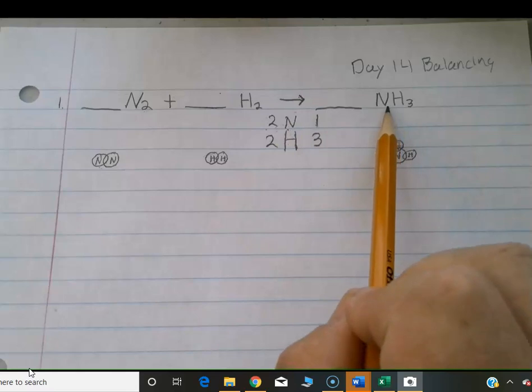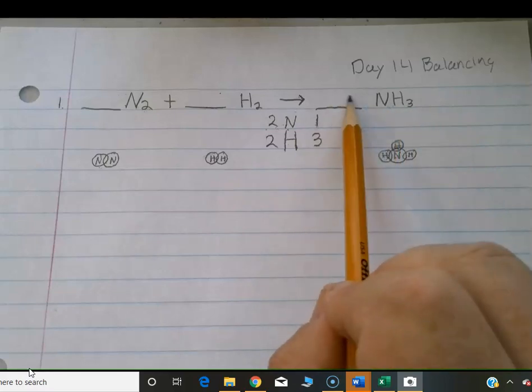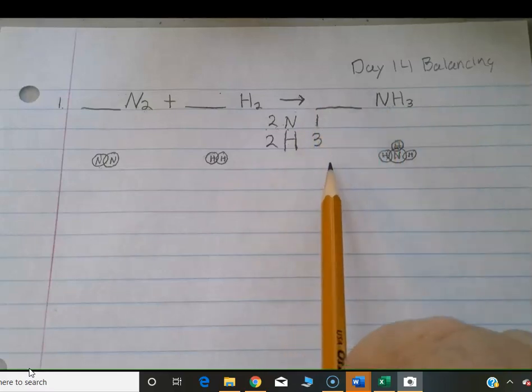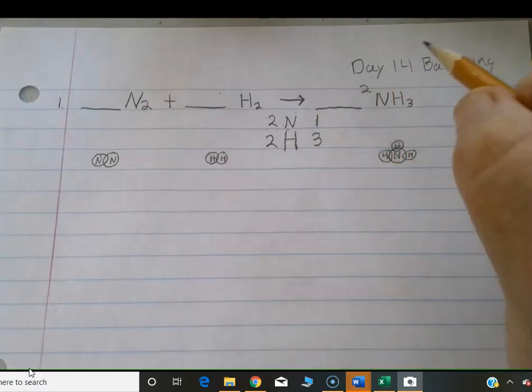So what I'm going to do is come over here. You can't put the 2 there. That's the subscript. You're not allowed to change that when you do balancing. You're only allowed to change the number in front called the coefficient. So what I said is I need 2 nitrogen, so I'm going to put a 2 right there.